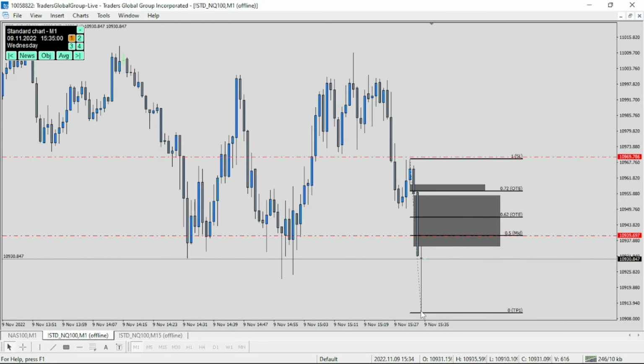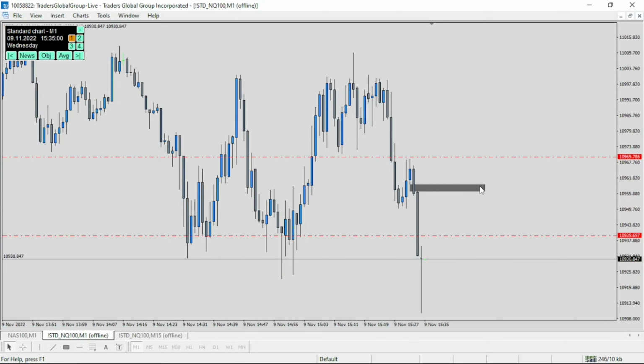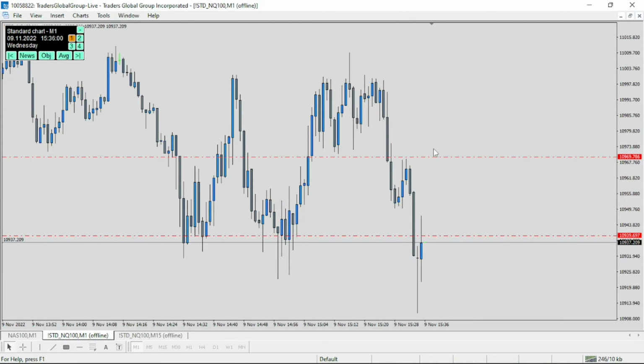Now that we have placed our trades, we are going to delete all these things which we don't need, and we are going to watch to see how price is going to play out. You can see right here, this is where we have been tagged in. So let's see what price is going to do.